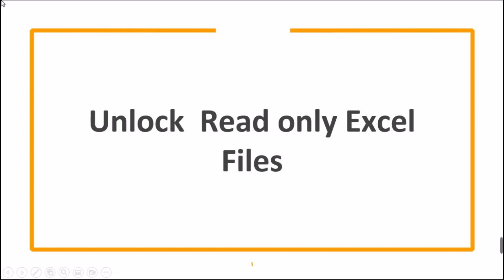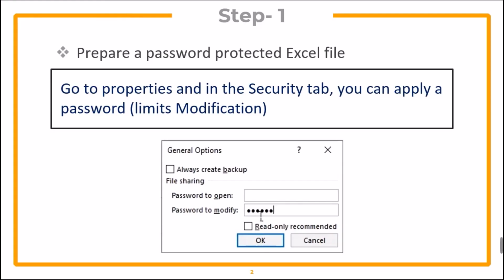In this lecture, we are going to see how we can unlock read-only Excel files. Now in the first step, prepare a password-protected Excel file. You can give a password to an Excel file by going to Properties, and in the Security tab you can apply a password that limits modification.